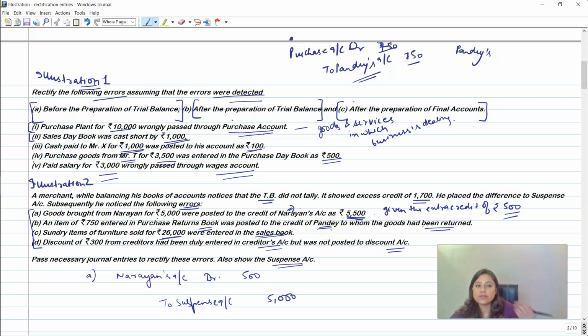And in order to nullify the effect, because we have credited instead of debiting, Pandey's account has been credited with 750. So first and foremost, we have to nullify this effect by debiting the account of Pandey with rupees 750, in order to nullify the effect of the account that has been credited.